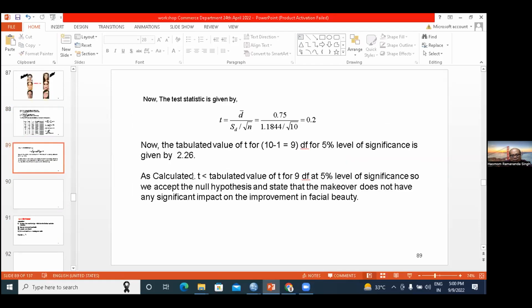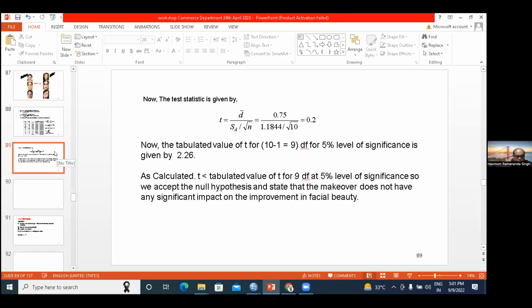The conclusion is that since the t value is less than the table value, calculated t is less than table value at 5% level of significance, so we accept the null hypothesis and state that the makeover does not have any significant impact on the improvement in the facial beauty. So this is the way we have calculated manually.